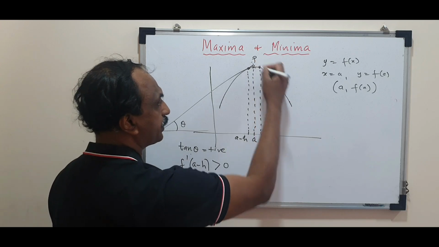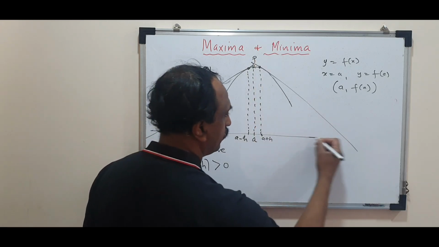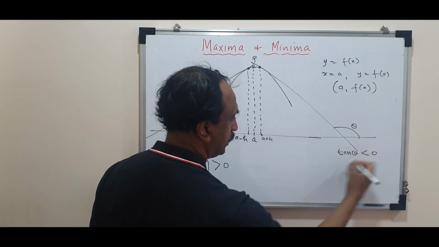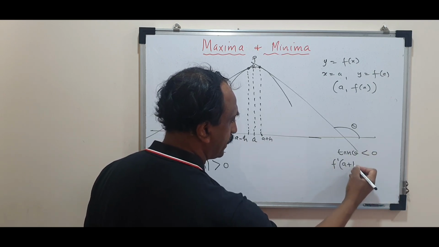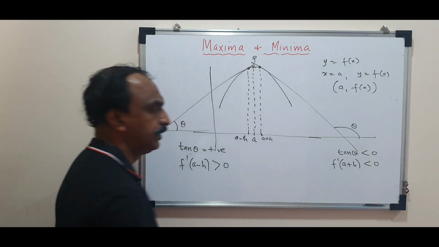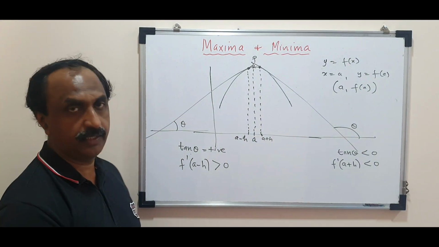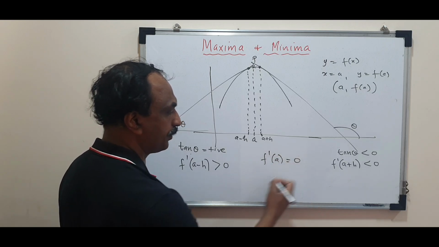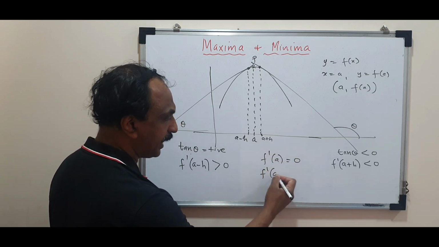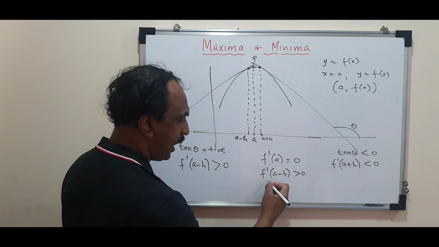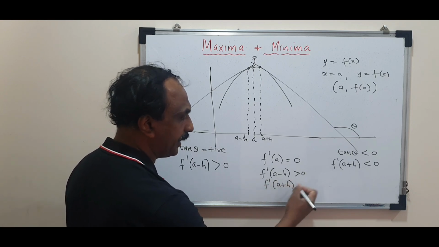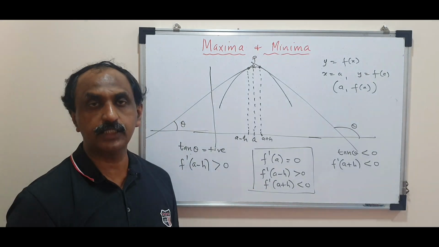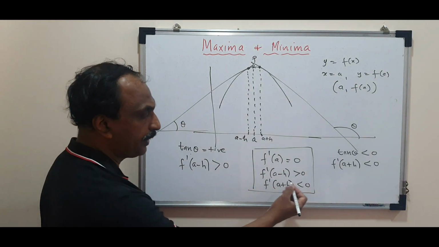Just after the point, if I draw a tangent here, this is an obtuse angle. So tan theta will be negative here, so f dash of a plus h will be negative. So this is the second method of calculating a maximum point. The derivative at a will be 0, the derivative at a minus h will be positive, and the derivative at a plus h will be negative. This is also one of the methods to recognize the local maxima, and local minima will be the reverse of it.